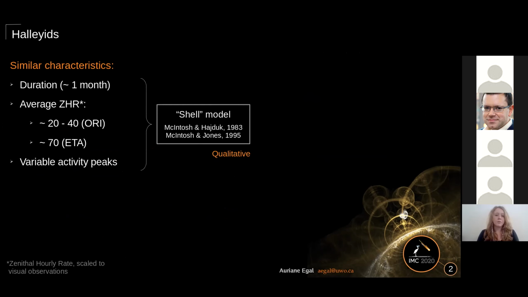They have more or less the same duration, and also about the same average activity level of 40 to 70 meteors per hour. They both display several peaks of activity that are variable in time and intensity. These characteristics cannot be explained by a simple toroidal model of the meteoroid stream, but they were qualitatively explained by the shell or ribbon-like model proposed by McIntosh, Hajduk, and Jones.